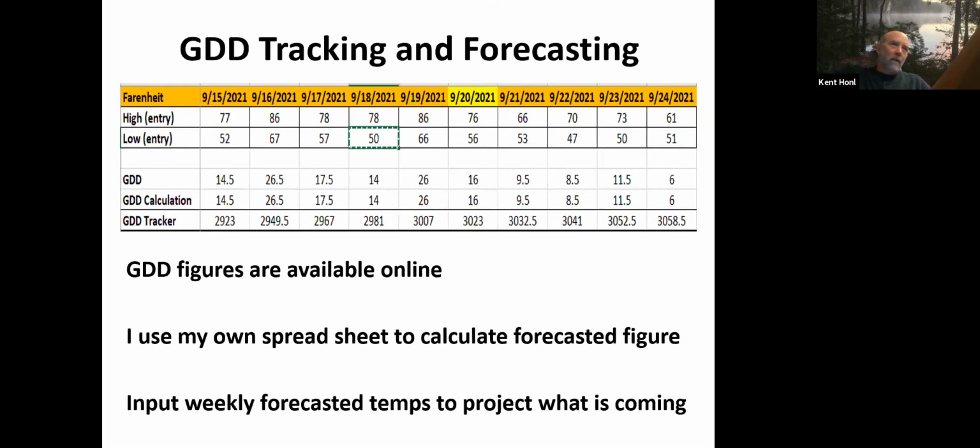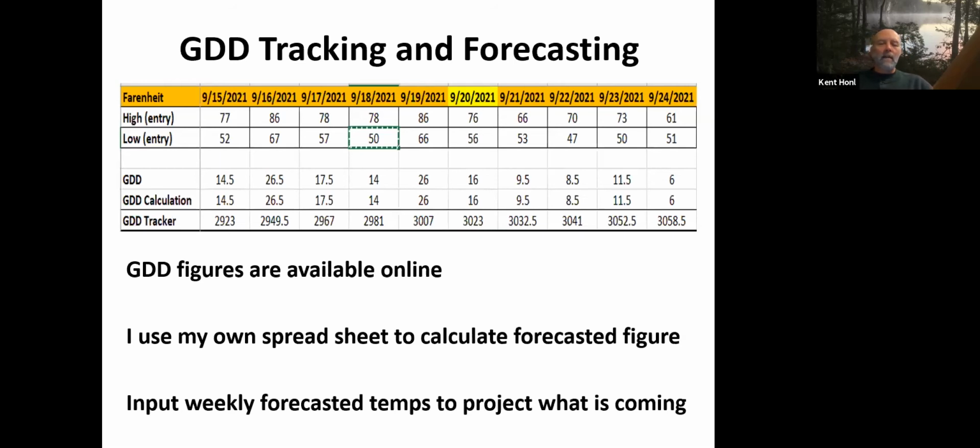And then go, okay, I think the Japanese beetles are going to be out in about 2 or 3 weeks. But with a degree day figure that you just pull off some website, it just tells you what it is for today, and you're not going to be able to tell where the forecasted weather is going to land us. So this is basically built, you can see on September 15th, the high was 77 and the low was 52. Add those together, divide by 2, subtract 50, you get 14.5 degree days for that day.